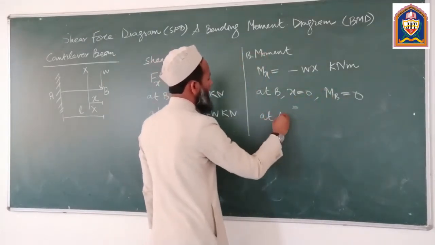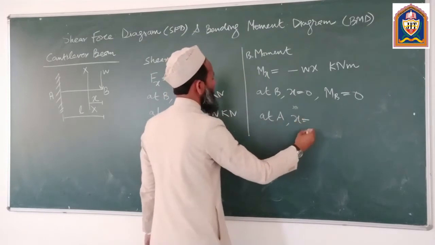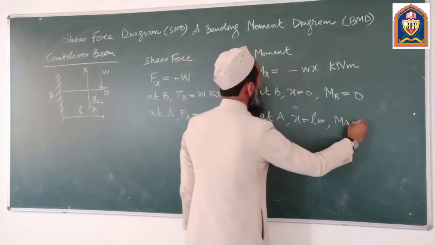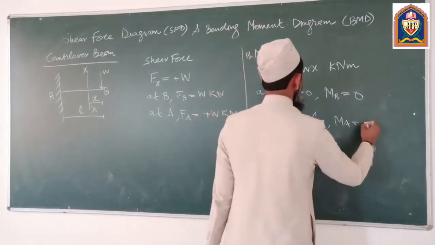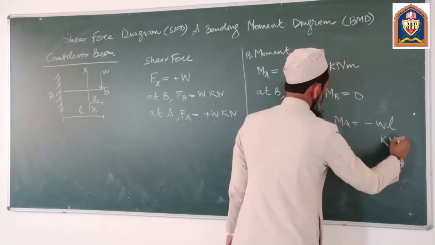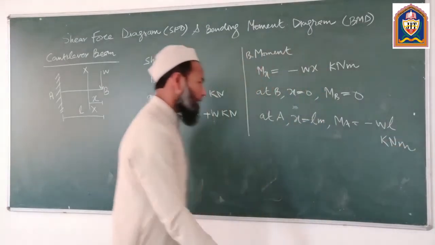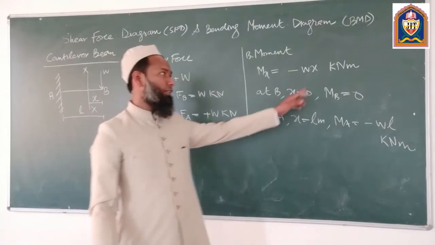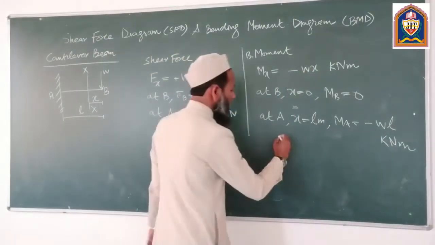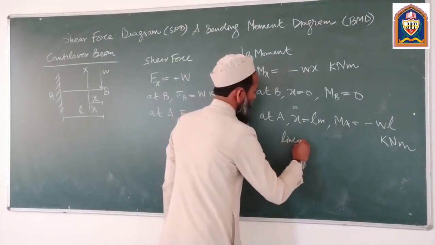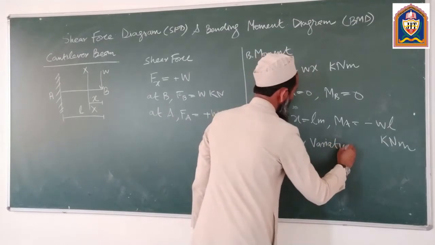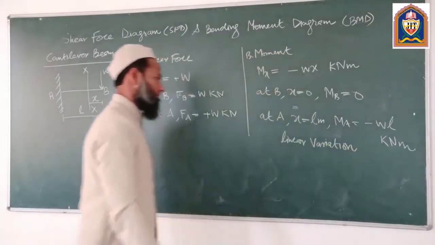At point A, x is equal to L meter. So MA is equal to minus WL kilonewton meter. And the power of x is 1. So the variation will be linear. The curve which we will draw will be a linear curve.